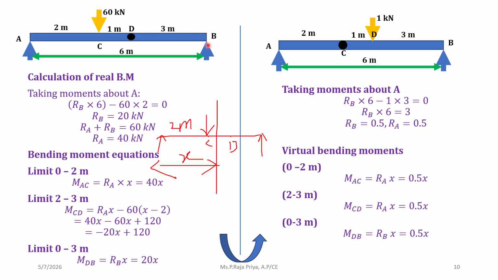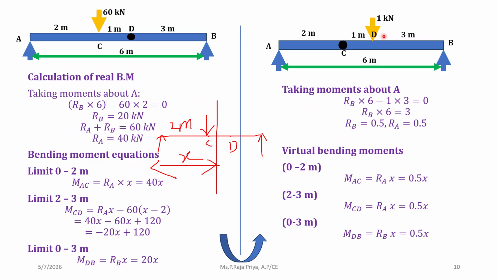The third section is from 0 to 3. We are taking a section here which is x meter from B, and MDB will be RB into x, which is 20x. This is for the real bending moment. And now we need the deflection at point D. So what we have to do is apply a unit load or an imaginary load at point D.